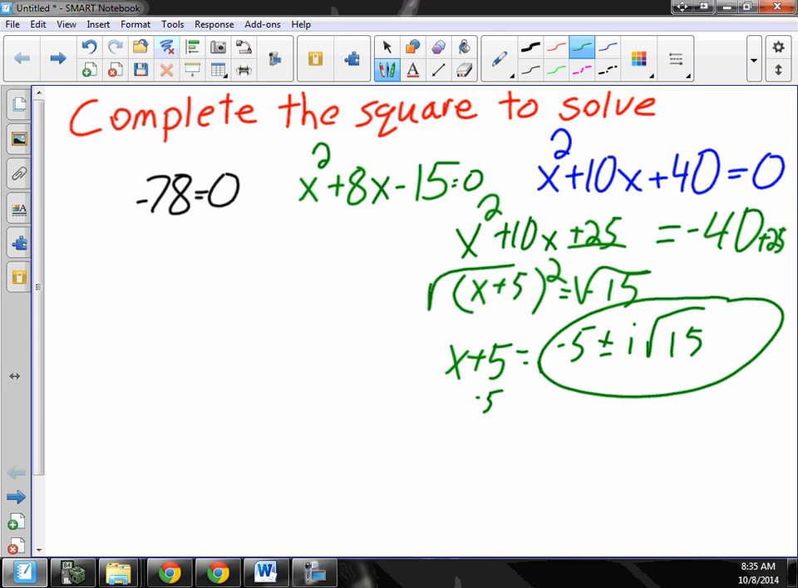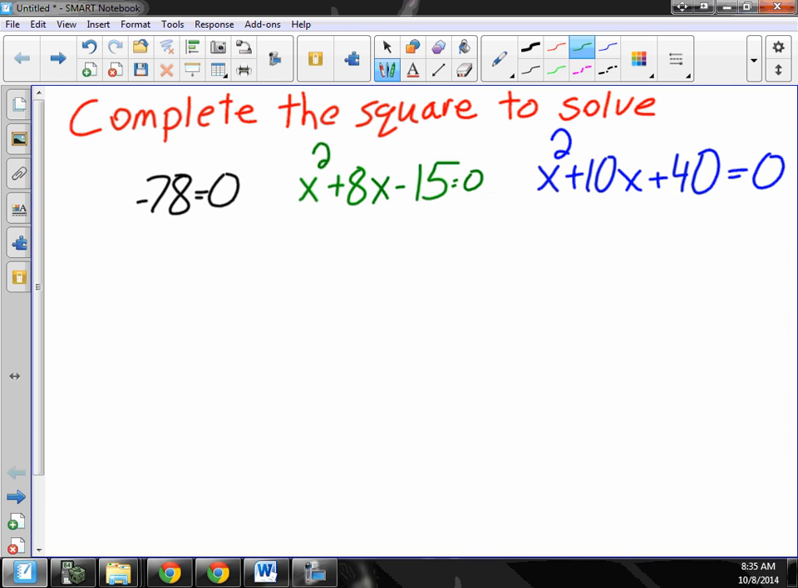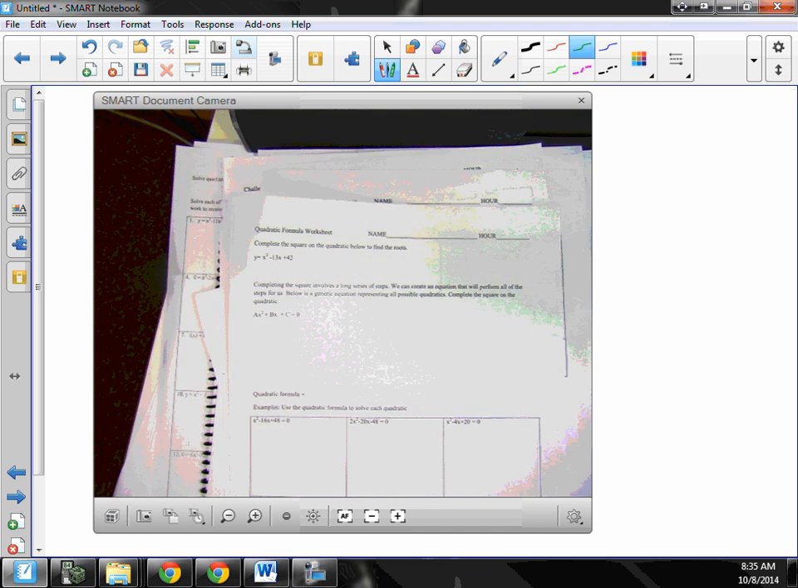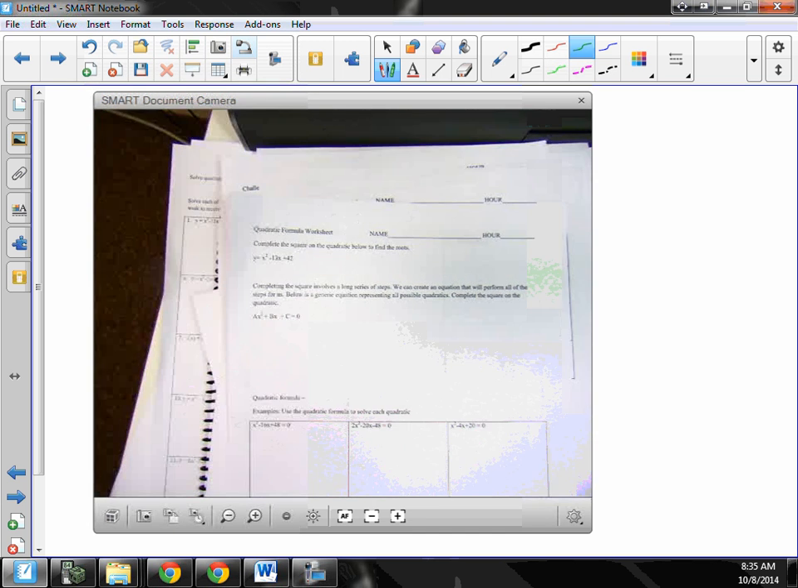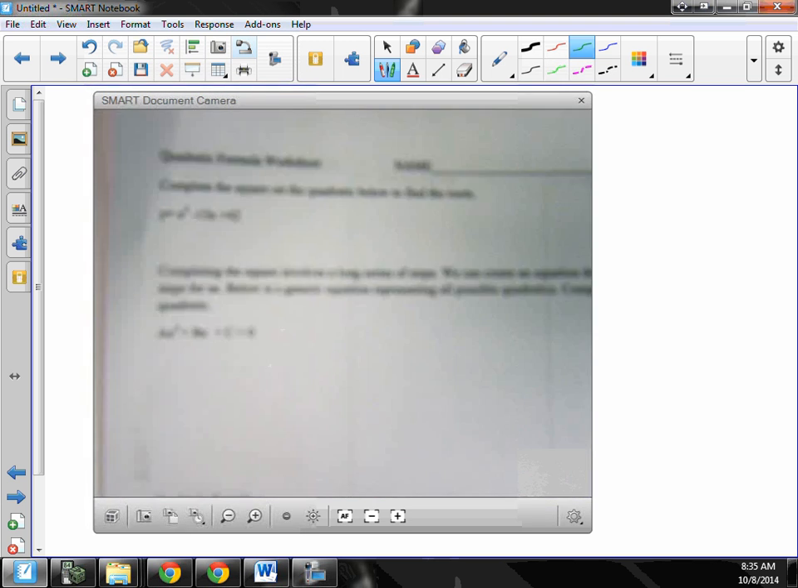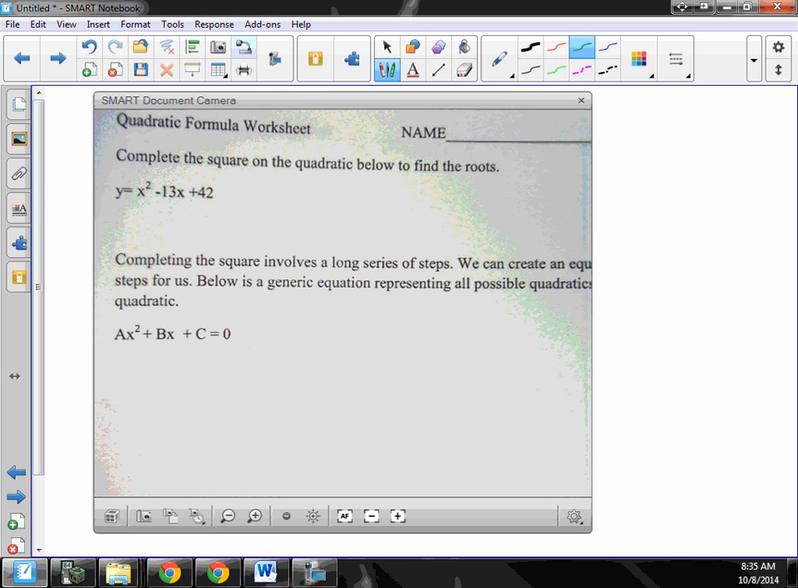Later on in this chapter, I will show you what imaginary roots mean on a graph, but we're not at a place where it will make a lot of sense at the moment, so I'm going to skip it. Right, take a look at the worksheet I gave you. And we're going to complete the square again.